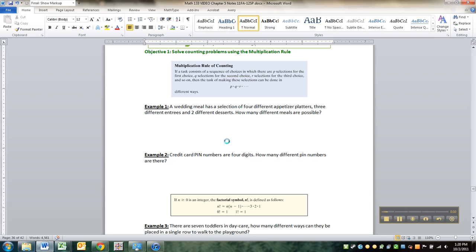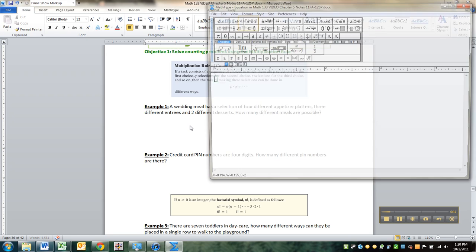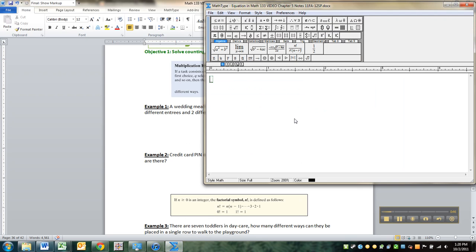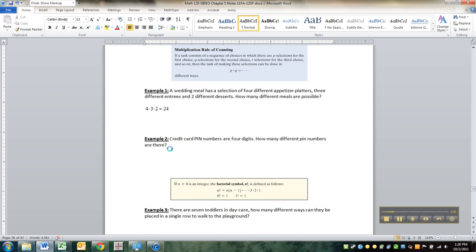All right, so for example, a wedding meal has a selection of 4 different appetizer platters, 3 different entrees, and 2 different desserts. How many different meals are possible? So to find this, you multiply 4 times 3 times 2, which would be 8 times 3, which is 24, or 12 times 2, which is 24. Or you could find it with Excel if you're not quick on your numbers multiplying, like I am.